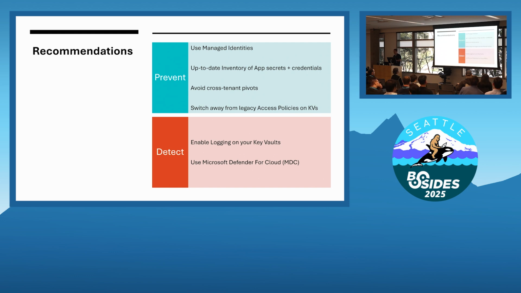And lastly, switch away from legacy access policies on Key Vaults. Use Azure RBAC. That is centralized. Just like every other Azure resource uses RBAC, use it for Key Vault as well. It makes things such as logging and detection much easier. Speaking of logging, enable logging on your Key Vaults. That makes things such as audit logs and other things appear and easier to alert on.